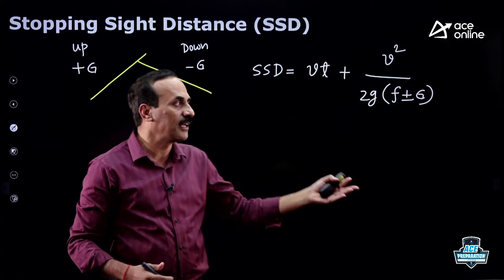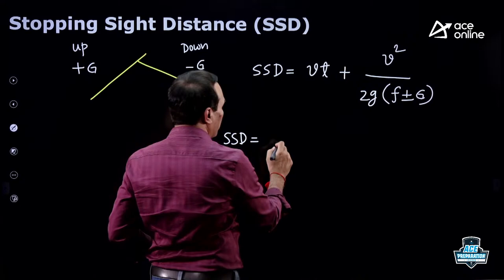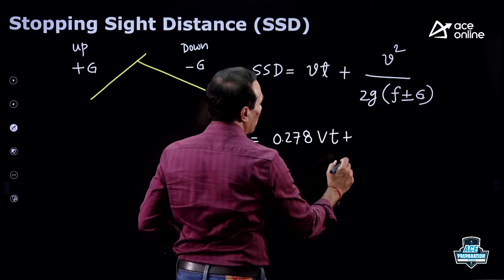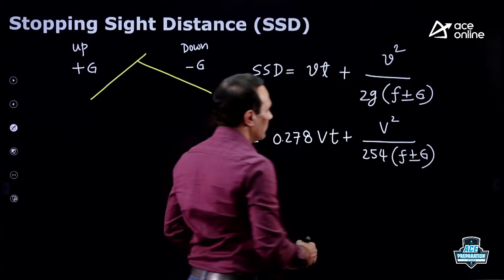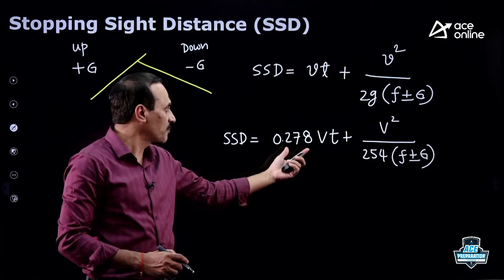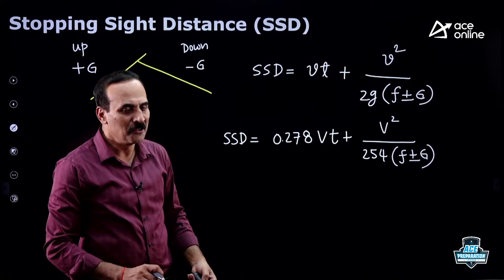And if you want to convert the speed into kmph, as you know, 0.278 capital V into reaction time of driver. So here there is no change. So capital V square by 254, F plus or minus G. If you observe this formula, what you can conclude is the lag distance is nowhere related to gradient. So brake distance depends on the gradient.